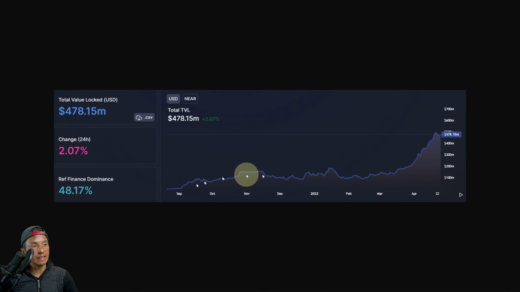Let's take a look at the detail graph here. One of the few coins that actually is increasing in TVL. The other ones that I review, typically they're in the middle here somewhere, at their peak and dropping down. NEAR is doing the opposite.